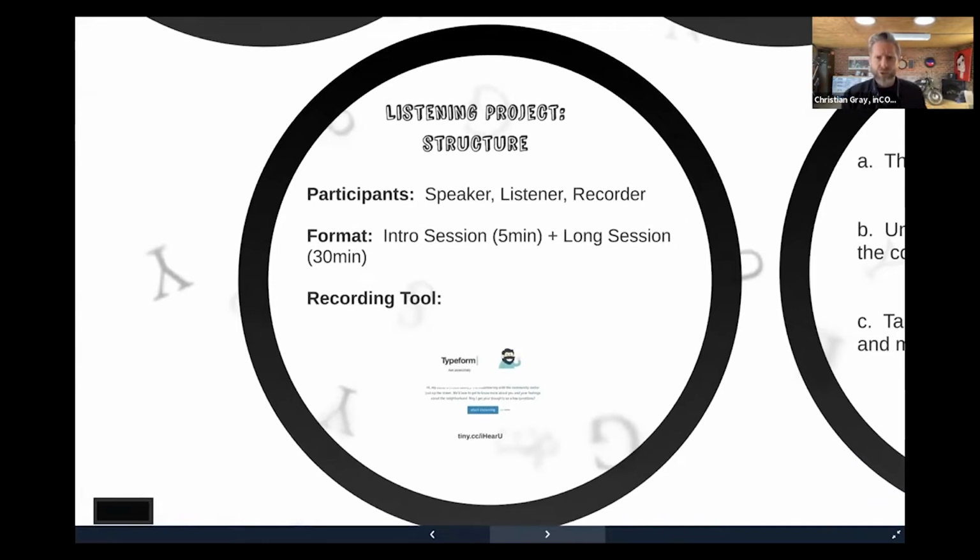The listening project structure, just a little brief overview of that. There's 3 people. It's the person you listen to, the person that does the interviewing or asks the questions, and the recorder. The recorder is the person that's taking notes. It's helpful if the person who's engaging the conversation doesn't also have to write down notes so that they can be fully present in it.